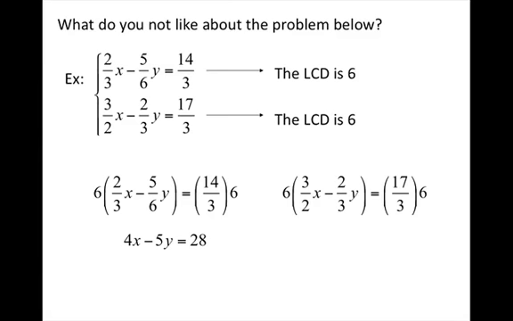Then if I take my second equation and multiply it by 6, 3/2 times 6 gives me a 9. -2/3 times 6 gives me a -4. And 17/3 times 6 gives me a 34. So I end up with the equation 9x minus 4y equals 34. So I'm going to write these two equations as a system. So I can rewrite my system as 4x minus 5y equals 28 and 9x minus 4y equals 34.